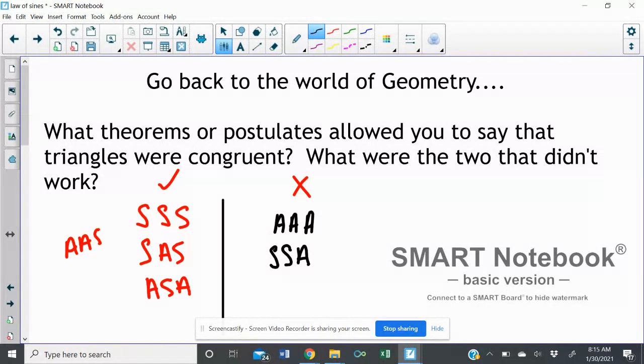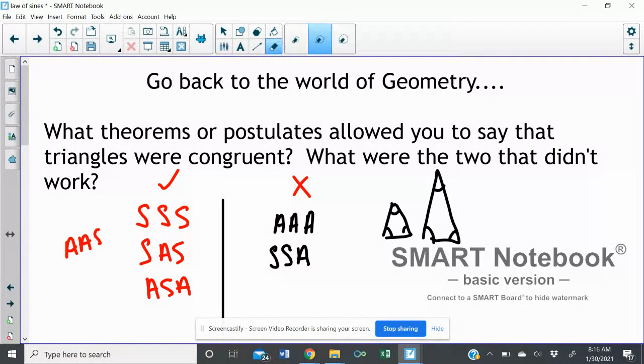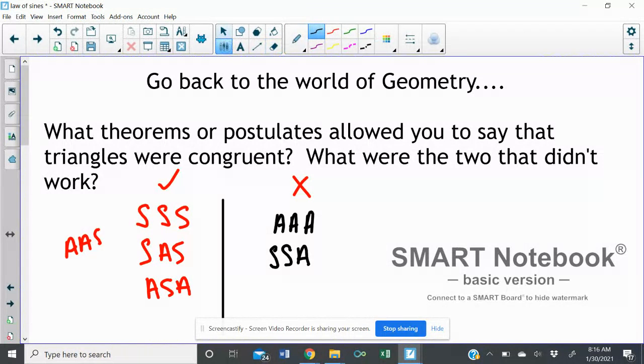All right, so I'm going to go on a quick little jaunt of your memory. This is why our angle, angle, angle did not work. If all of these angles are the same, obviously side lengths are not. And now the side, side, angle is a little different, and we'll get into that when we talk about that one more specifically.